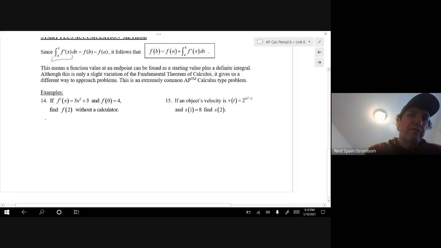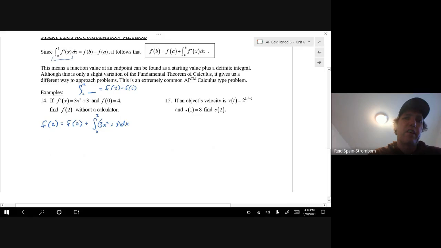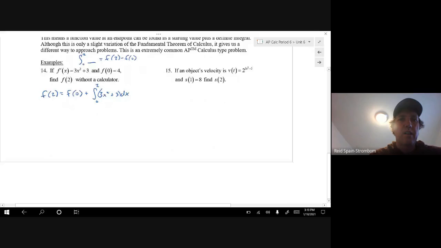So we can say that f of 2 is going to be equal to f of 0 plus the integral from 0 to 2 of 3x squared plus 3. Okay. I often, to be honest, might start this as the integral from 0 to 2 equals f of 2 minus f of 0, and then just add that f of 0 over. But we're just going to start with that step here. Now we know that f of 0 is 4. Now we got to do this integral.